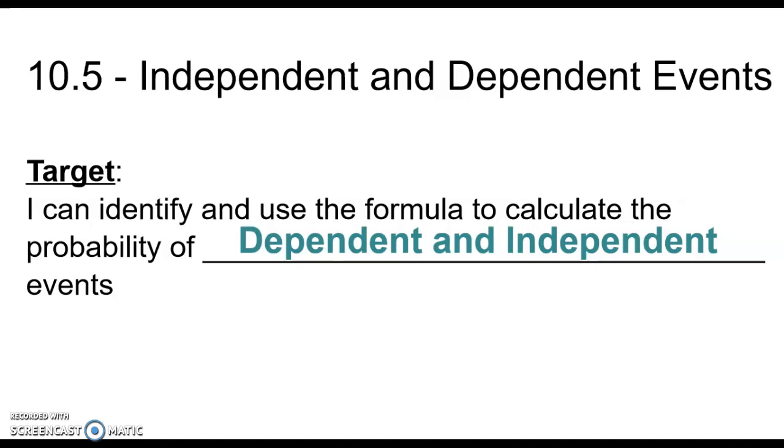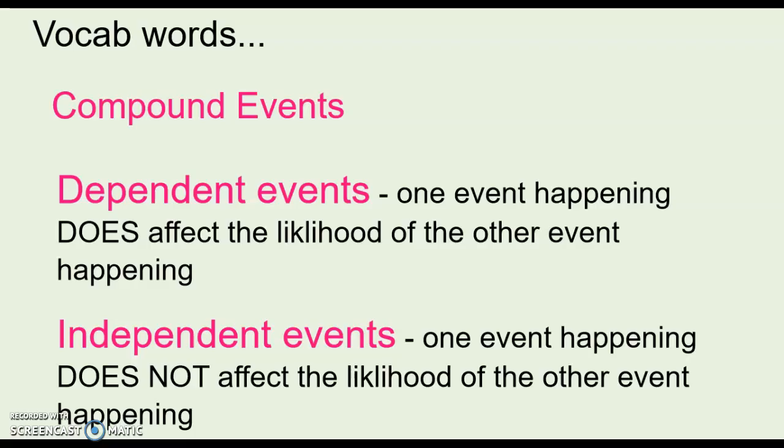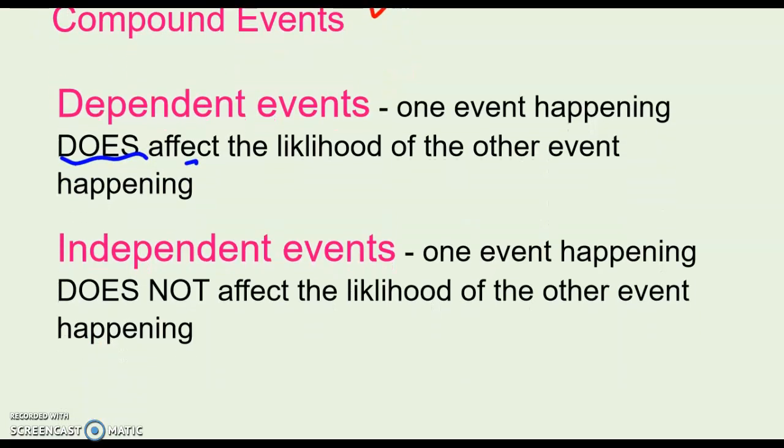Again, this builds on what we've already been doing with compound events. So more than one event happening at a time. That's what we talked about in the last video. Dependent events are going to be where one event happening does affect the likelihood of the next event happening, right? It changes the outcomes or the possible outcomes of the second event, compared to independent events where the first thing happening does not affect the likelihood or the probability or the outcomes of the next event happening, okay?